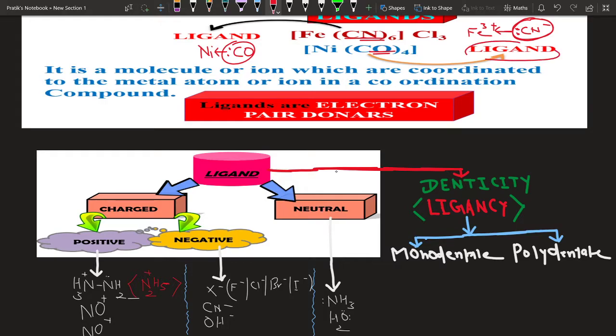Ligands. So when we have to define a ligand, student, we should remember it is a molecule or ion. When you are saying molecule, it may be what? Neutral. When you are saying ion, it may be positively or negatively charged. So it may be cationic, it may be anionic, and it may be neutral, which is coordinated to the central metal atom or ion in a coordination compound. Please remember, ligands are always electron donors and they are referred to as Lewis bases.